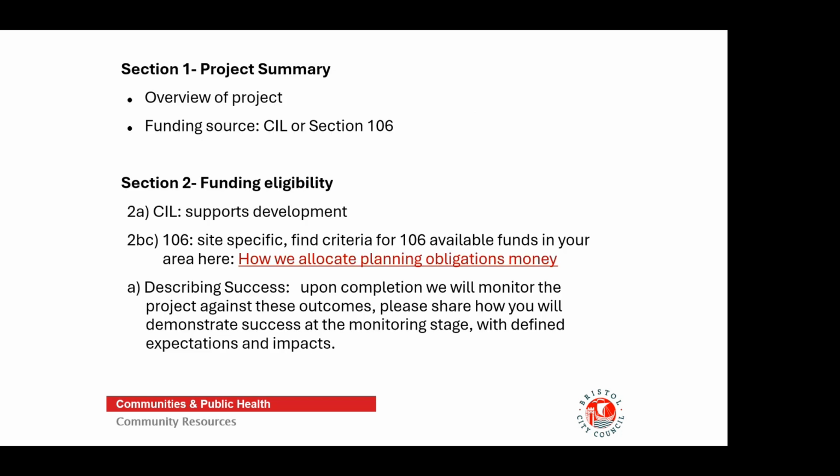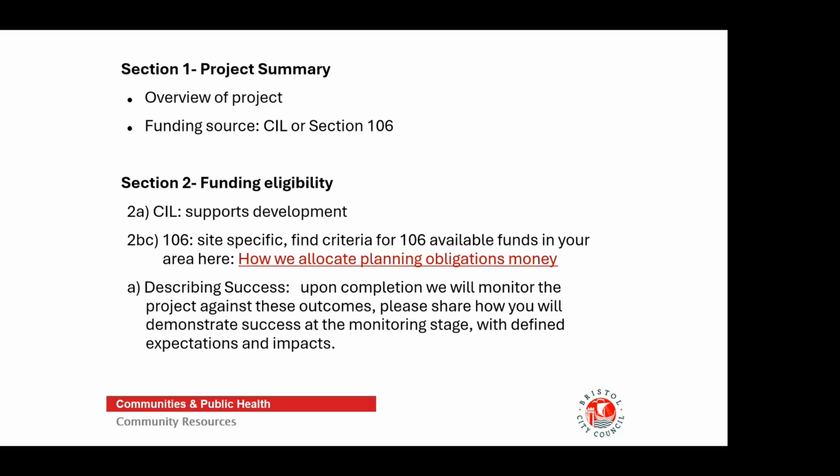So section 1 of the stage 2 proposal form is the overview of the project, its summary, and just the details of your project, and it's for us to establish the funding source you are applying to. By this point, you will generally know if you're applying for CIL or section 106. It will be majority CIL, as section 106 is tied to a specific development with criteria for how it needs to be spent.